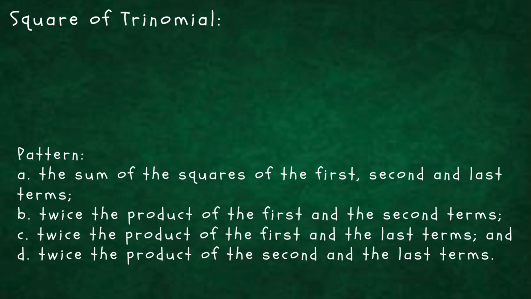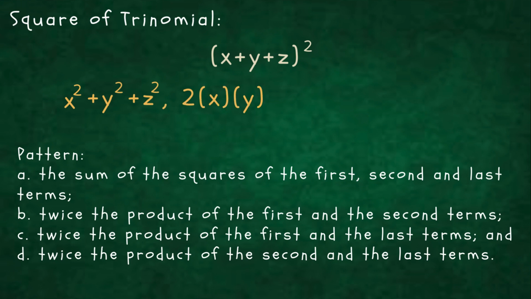The square of a trinomial consists of this pattern. First, the sum of the squares of the first, second, and last terms. Next, twice the product of the first and second terms. Next, twice the product of the first and the last terms. And lastly, twice the product of the second and the last terms.